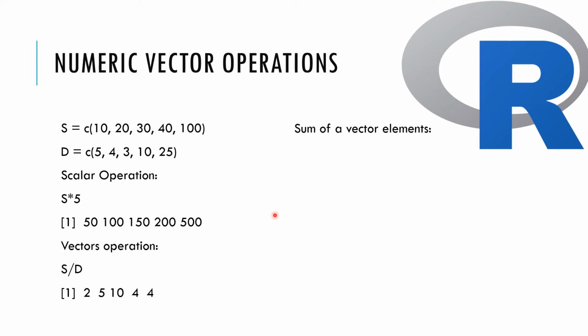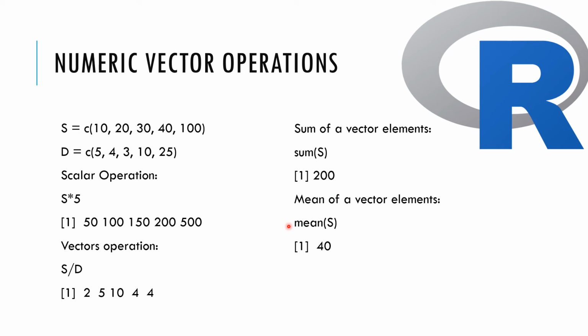If you want to know the sum of all the elements in a numeric vector, you can use the function sum, and in the bracket you put S, the name of the vector, and it will display the result here. Same goes with mean. If you want the mean, then use the function mean.